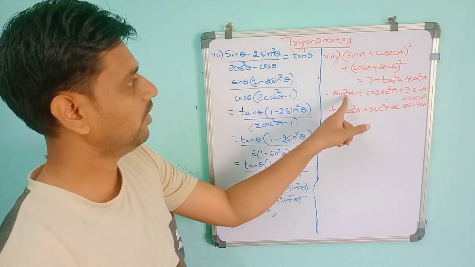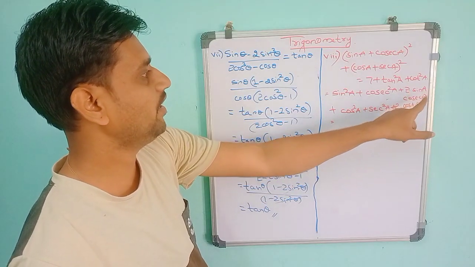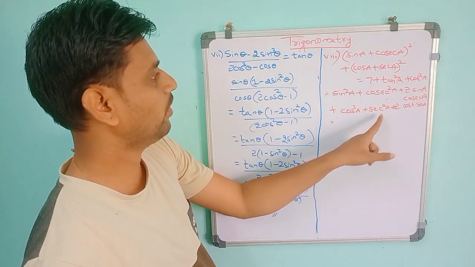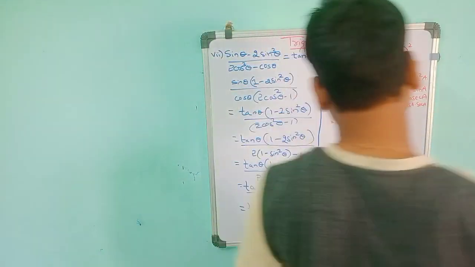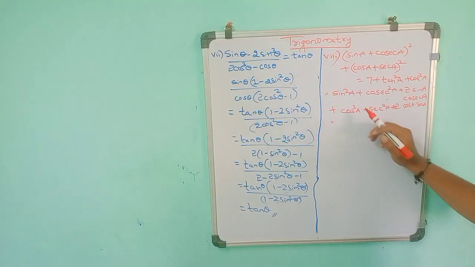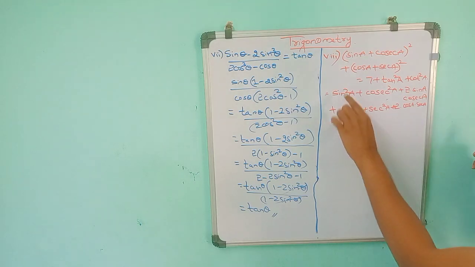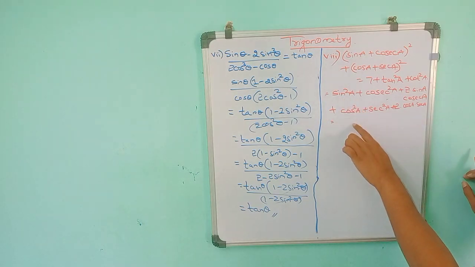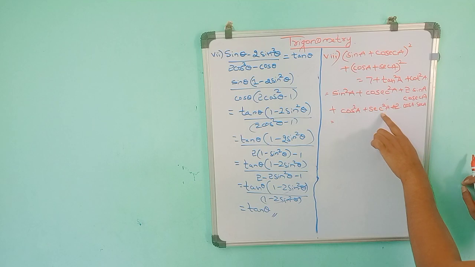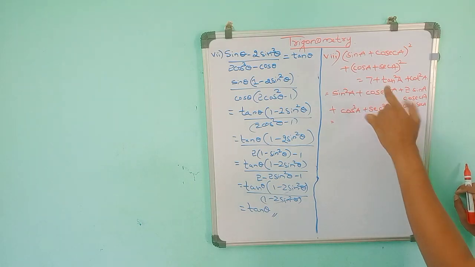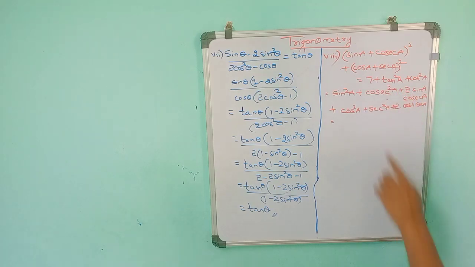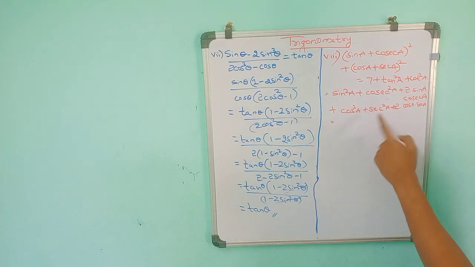So sin square A plus cosec square A plus 2 sin A cosec A, like that cos square A plus sec square A plus 2 into cos A into sec A. From this, you can get sin square A plus cos square A is 1, but for cos square A and sec square A we don't have the value 1. So we can write this in terms of cot, because for cosec square we have the identity in terms of cot, and sec is in terms of tan.